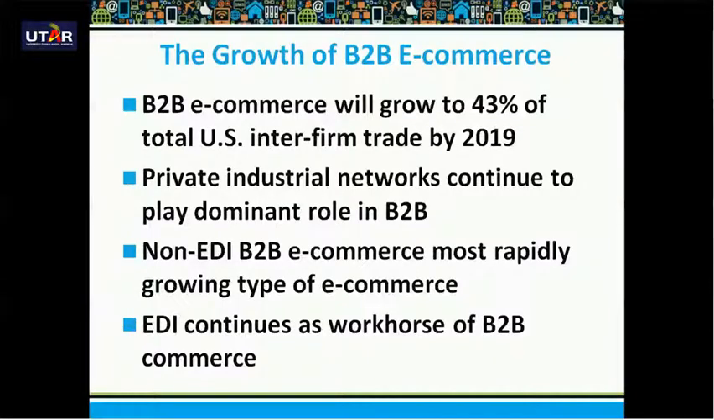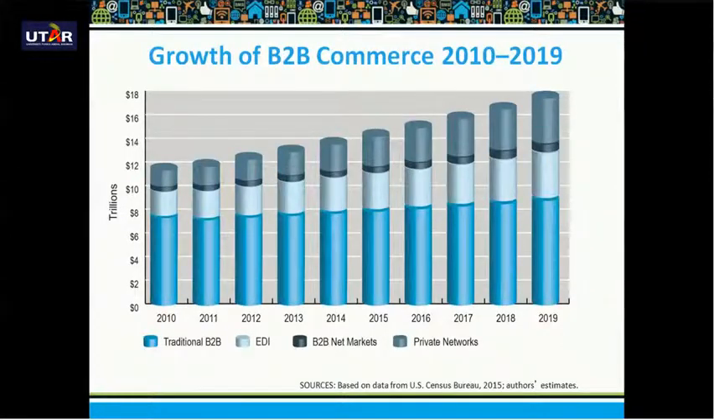The growth of B2B e-commerce. B2B e-commerce will grow to 43% of total US inter-firm trade by 2019. Private industrial networks continue to play a dominant role in B2B. Non-EDI B2B e-commerce is the most rapidly growing type of e-commerce. EDI continues as a workhorse for B2B commerce. The diagram illustrates the growth of B2B e-commerce from 2010 until 2019, with sales measured in trillions of dollars.